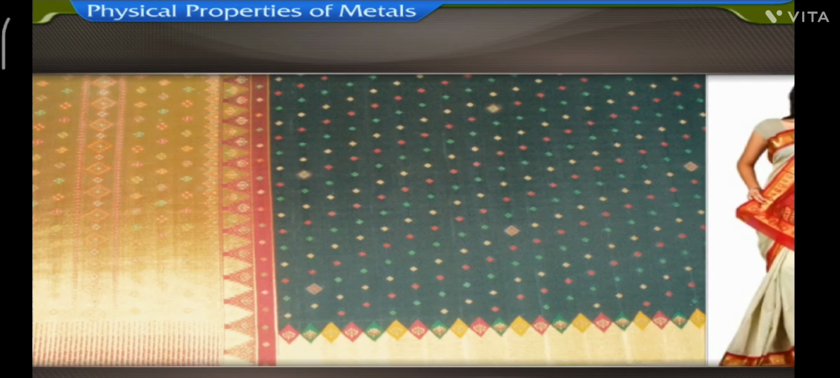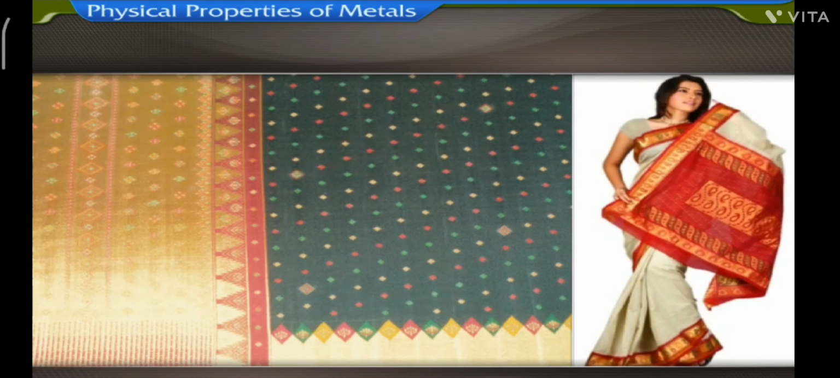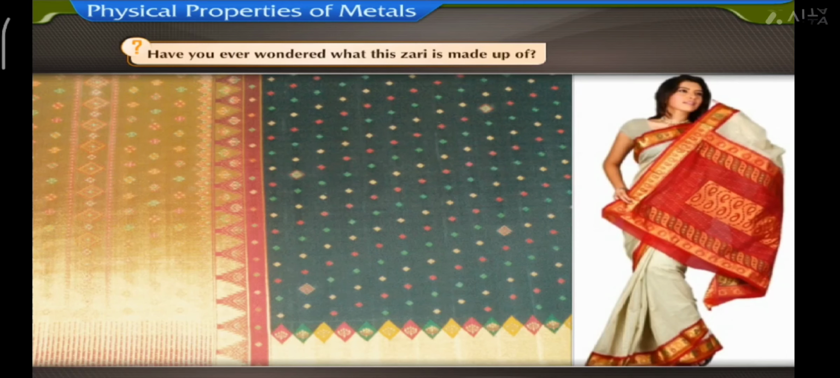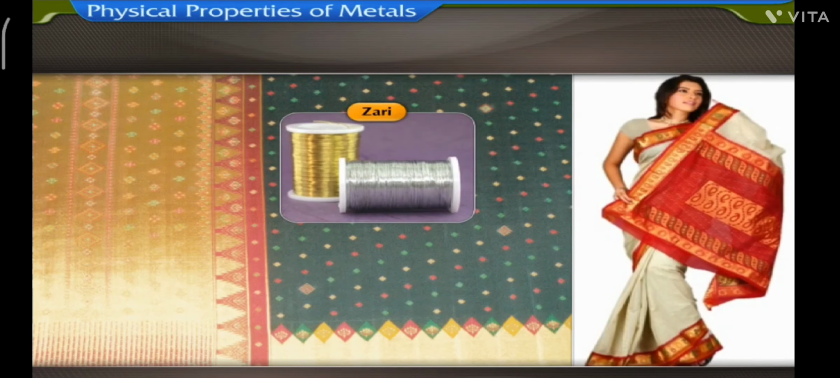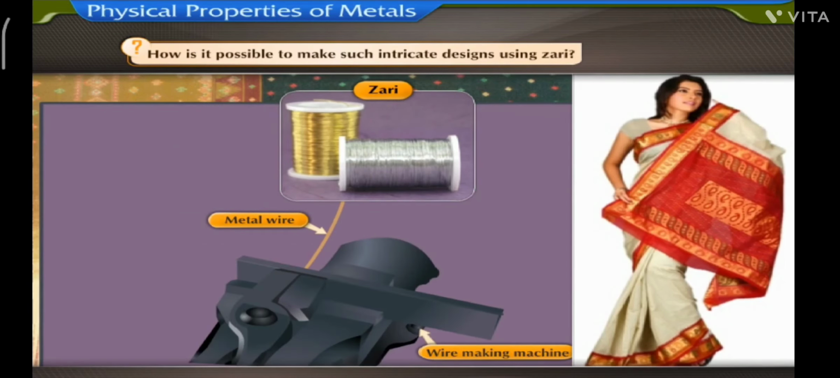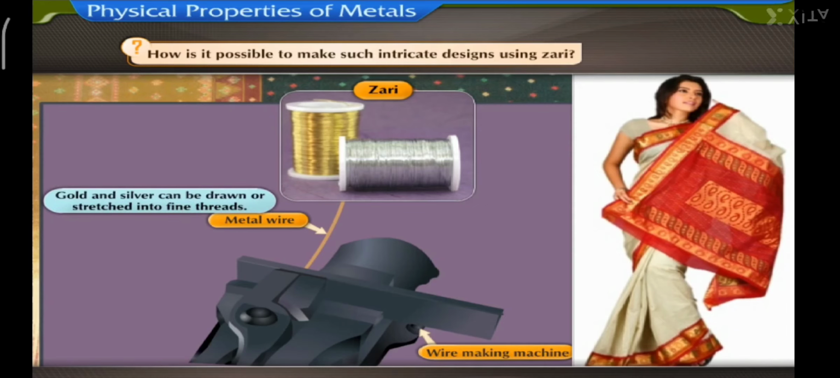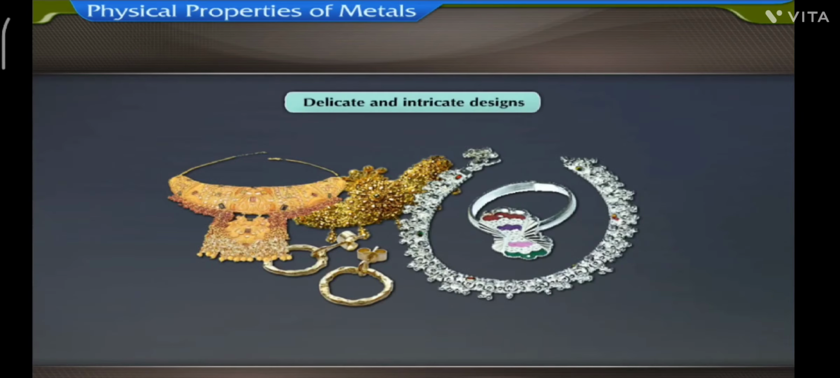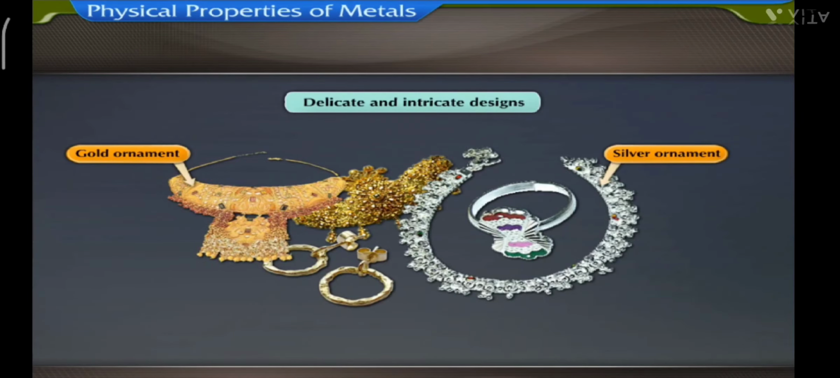You might have noticed the fine zari border on silk saris. Have you ever wondered what the zari is made up of? Zari is made of fine silver thread or fine silver thread coated with gold. How is it possible to make such intricate designs using zari? This is possible because gold and silver can be drawn or stretched into fine threads. You might have also observed delicate and intricate designs on gold and silver ornaments.